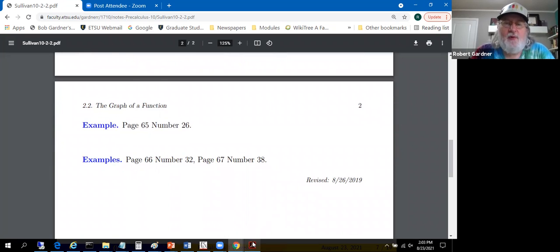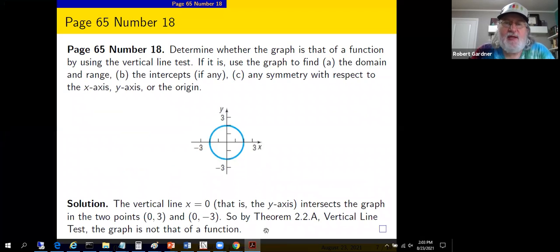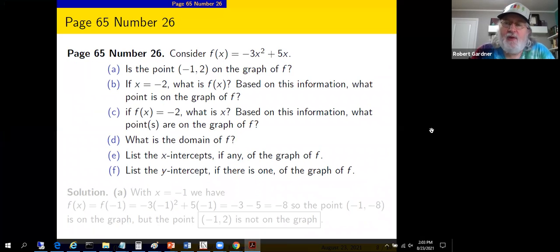And let's just do a handful more examples. Like I said, the bulk of the details on graphing are contained in the following sections. Number 26 says, consider f of x equals -3x squared plus 5x. Is the point (-1, 2) on the graph of f? Well, we'll plug in -1 and see if we get 2 out. If so, yes. If not, nope.